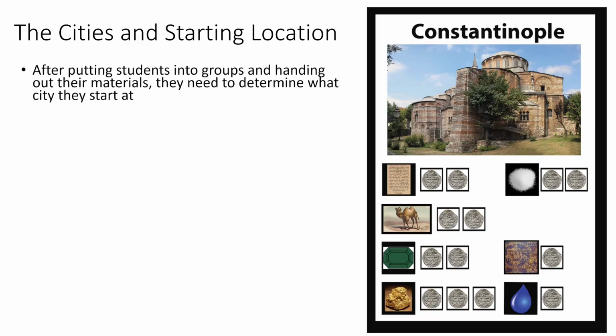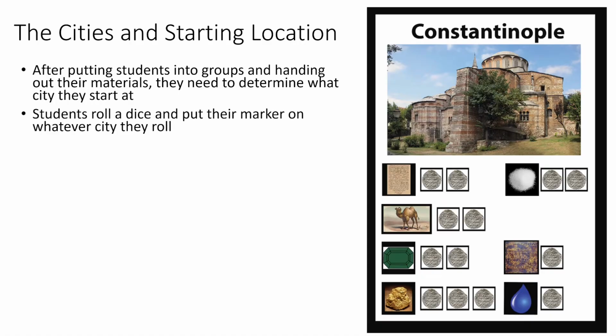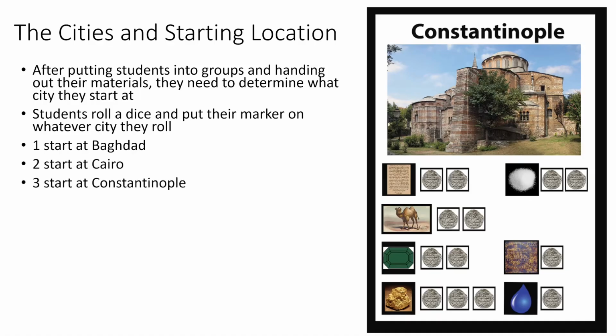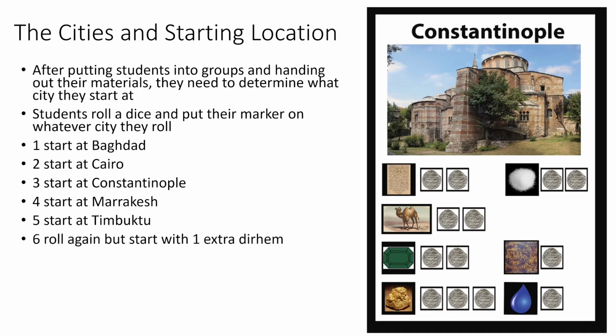After putting students into groups and handing out their materials, they need to determine what city they start at. Students roll a dice and put their marker on whatever city they roll. For example, if they rolled a 1, they would start at Baghdad. A 2, they would start at Cairo. A 3, they would start at Constantinople. 4, they would start at Marrakesh. 5, they would start at Timbuktu. And on a 6, they would roll again, but start with 1 extra dirham.